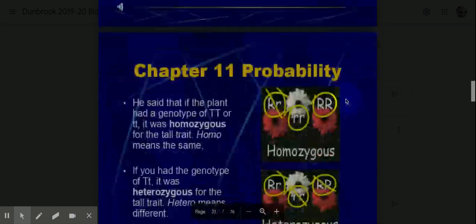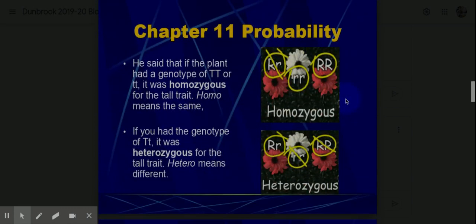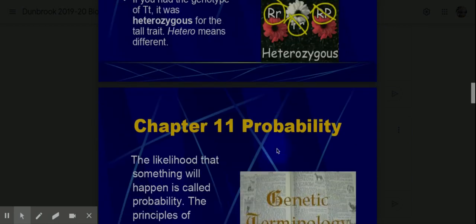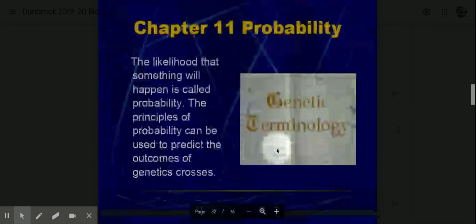Okay. Again, homozygous versus heterozygous. You guys should all know these terms by now. Anything with two of the same alleles here and here, we would consider to be homozygous. This guy would be homozygous dominant. This guy would be homozygous recessive. Anything we call heterozygous would not have two of the same alleles. It would have one of each allele. So heterozygous, hybrid. Okay.